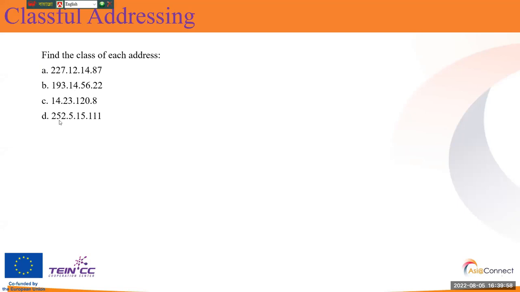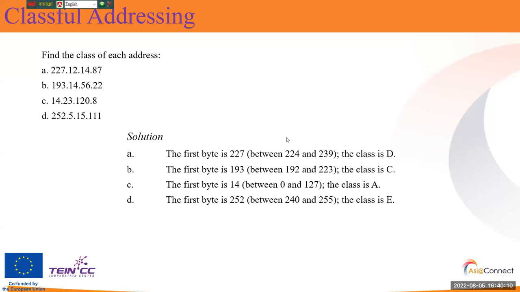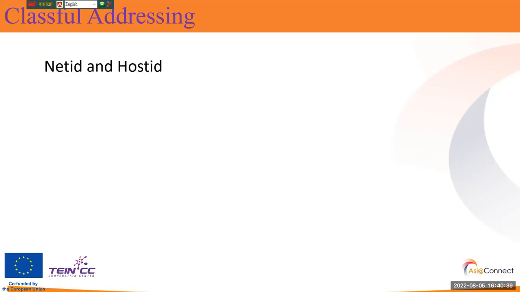252, okay. So now you can see the solution with explanation. The first byte is 227, that means the range 224 to 239, so this is class D. 193 is class C, in the range 192 to 223. And 41 is class A, definitely 0 to 127. And the first byte 252 is between 240 to 255, so this is class E. So this is for a simple case. I think you can just study it and remember it.